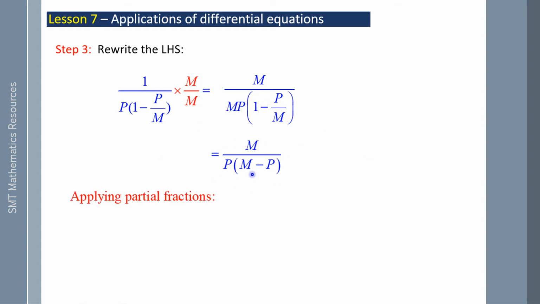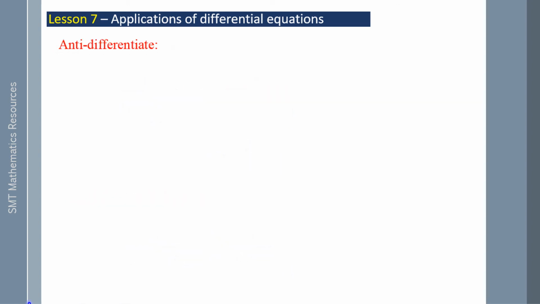Now that we have this, before we integrate, we want to apply partial fractions. So this quotient, using partial fractions, this is not showing the full working, but if we show full working, we'd end up with 1 over p plus 1 over m take p. Now we can anti-differentiate that left-hand side.